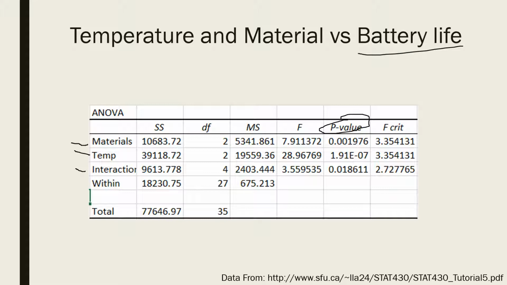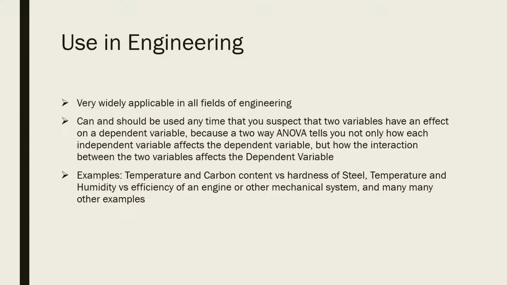In this case, all of these are less than 0.05, so all of them have a statistically significant interaction with the dependent variable, battery life. In engineering, the ability to not only see how two variables affect a dependent variable, but see how those variables interact to affect the dependent variable is going to prove invaluable in a number of cases.